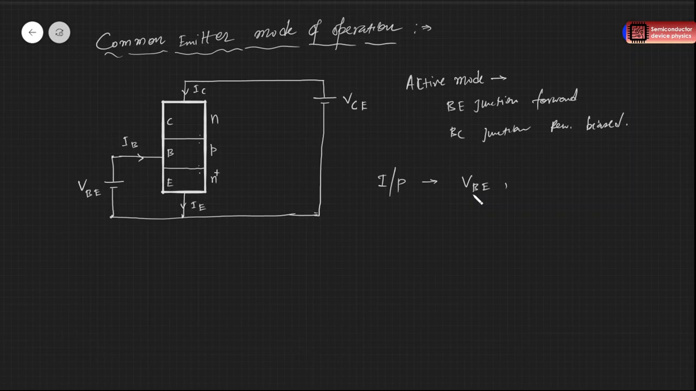So in the input parameters, we have VBE. This is the input voltage, and the input current is our IB. And in the output parameters, we have VCE, right? This voltage is the output voltage, and the output current is this IC, right? Now let's first understand the input characteristics.